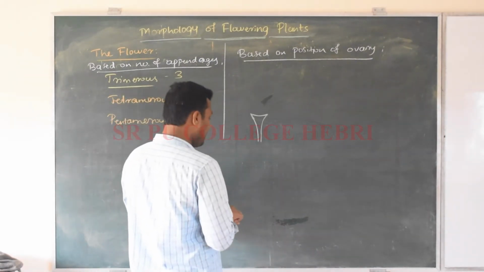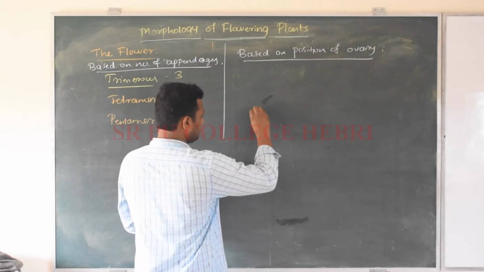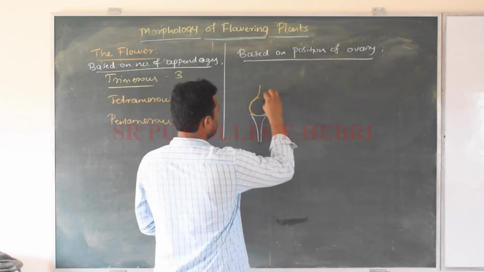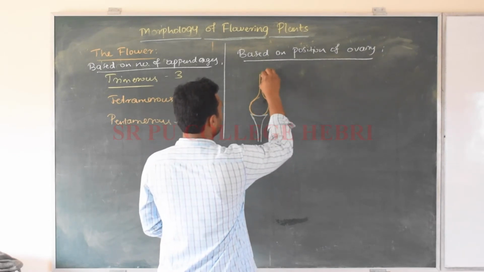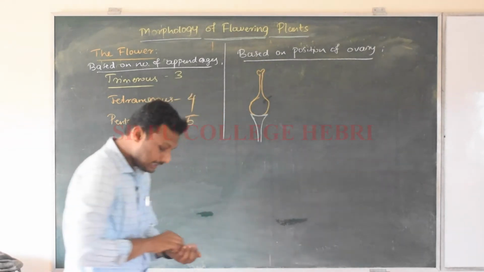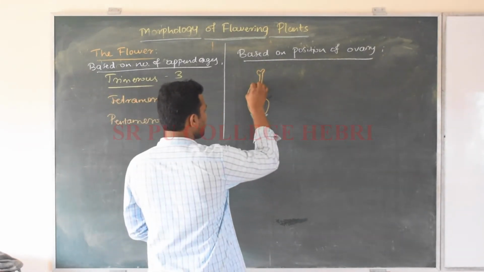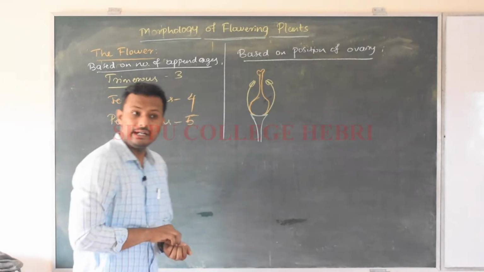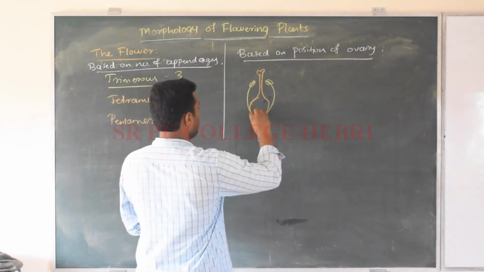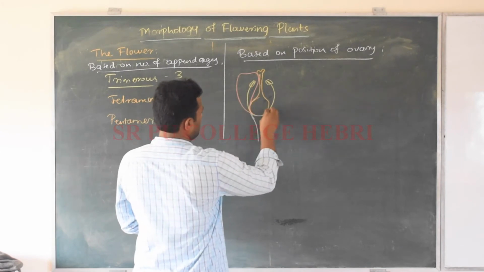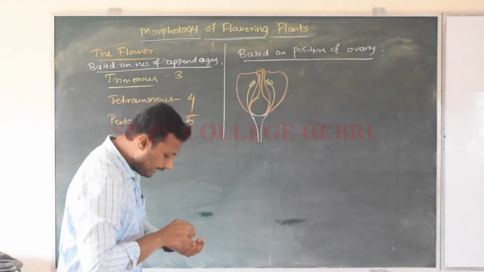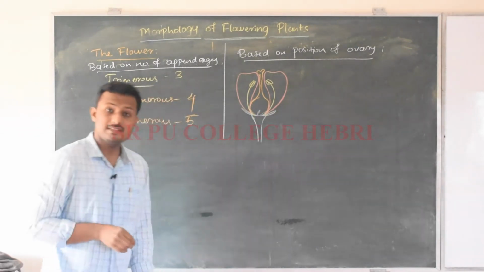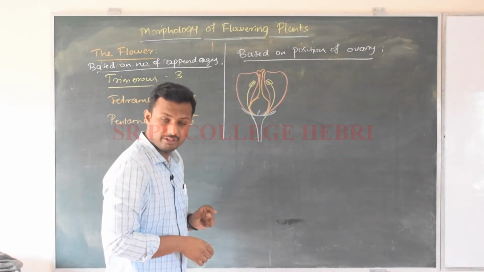And on that there will be what? This is the ovary. That is the gynoecium, right? So, and androecium will be there like this. Androecium, right? And the corolla, and the calyx. See, this is one type of flower which we can see here.